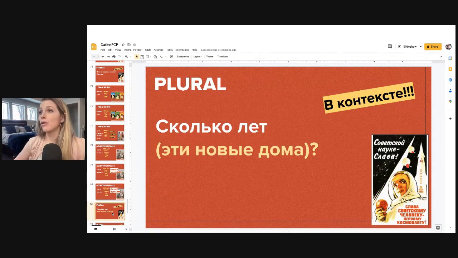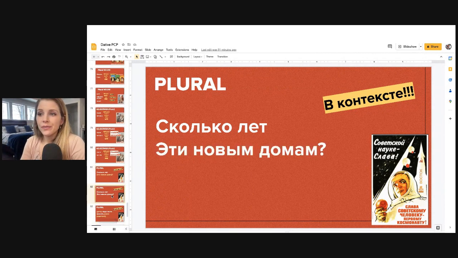Okay? So this is where we're going to practice those plurals in context. So here we have an irregular masculine plural, дома, but it still stands. It's still a plural. And so how would you say, how old are these new houses? Wow, they look so great. Spoiler. Сколько лет этим новым домам? Сколько лет этим новым домам?